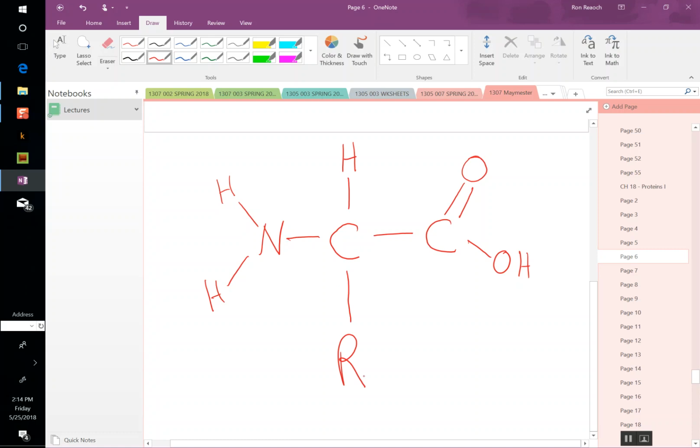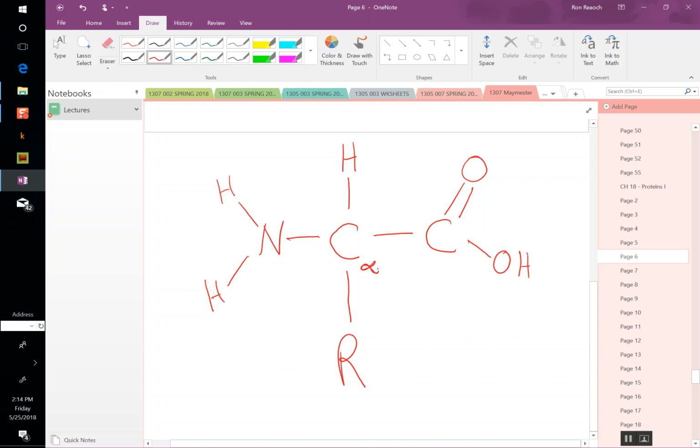It's that last something else that distinguishes the 20 amino acids from each other. There are 20 amino acids. And they are called alpha amino acids. This is the alpha carbon.